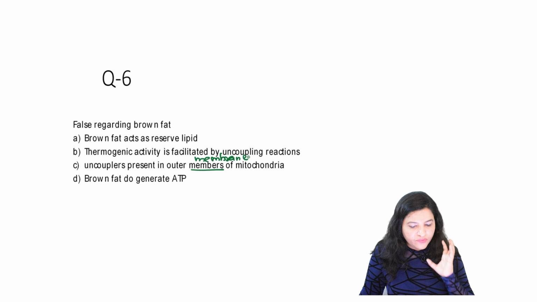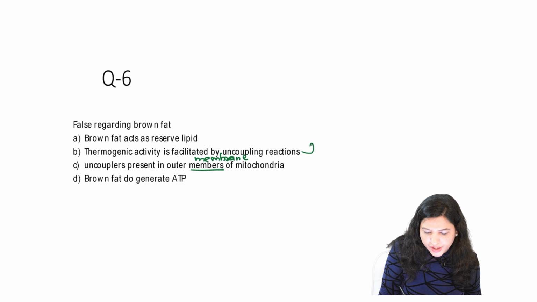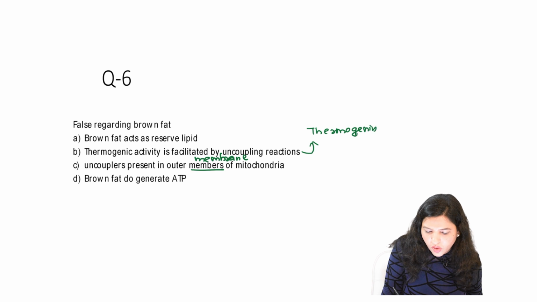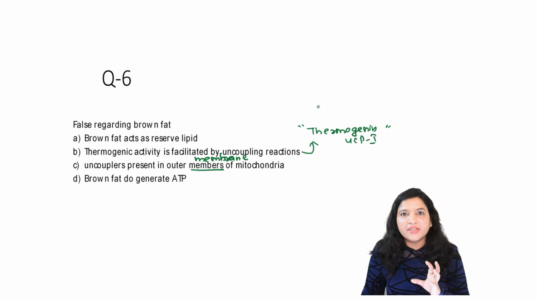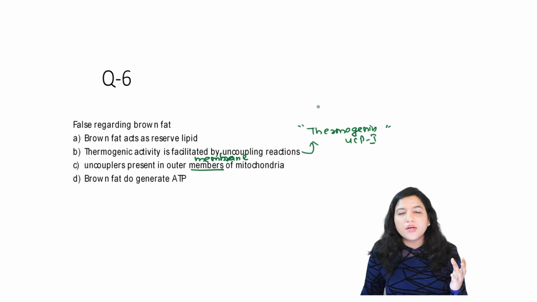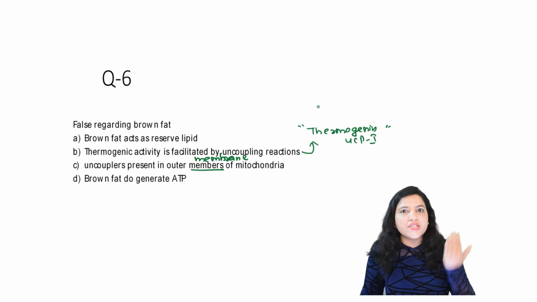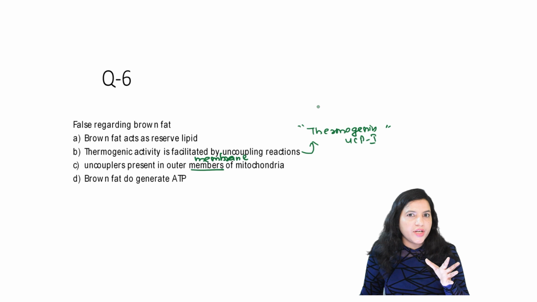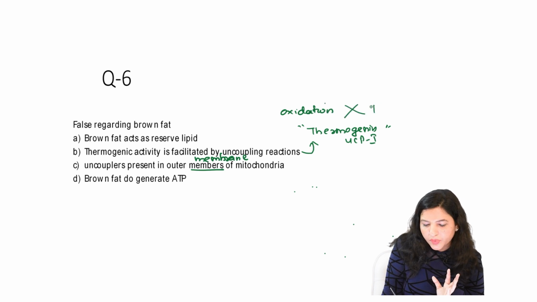Thermogenic activity is facilitated by uncoupling reactions. That is definitely correct. We know that the brown adipose tissue has thermogenin or uncoupling protein 1. So this thermogenin is the one which is acting as a physiological uncoupler, which uncouples oxidation from phosphorylation. So oxidation or the electron jumping will take place. What is the peculiarity of that electron jumping? That oxidation is not coupled with phosphorylation.